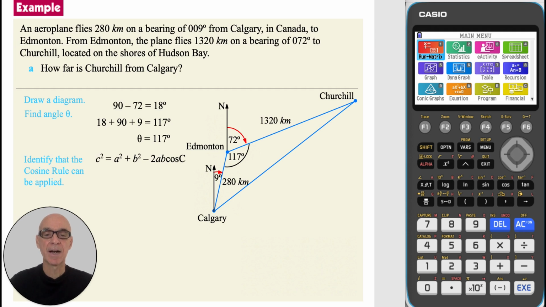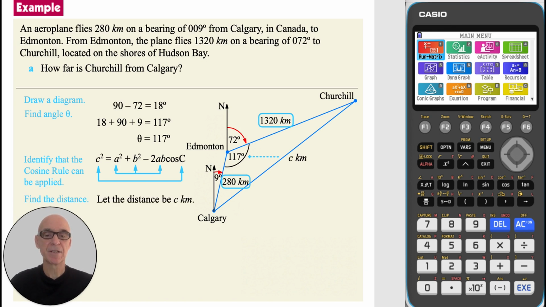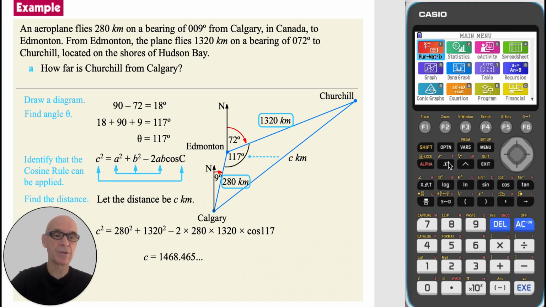Next, identify that the cosine rule can be applied, since the angle paired with the side to be found is known, and the other two sides are known. Representing the distance with c, substituting in the values, and using Solver to solve the equation.